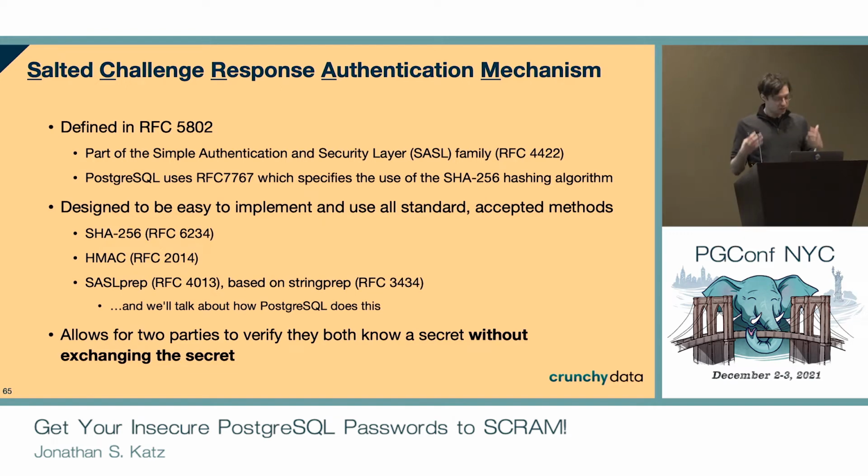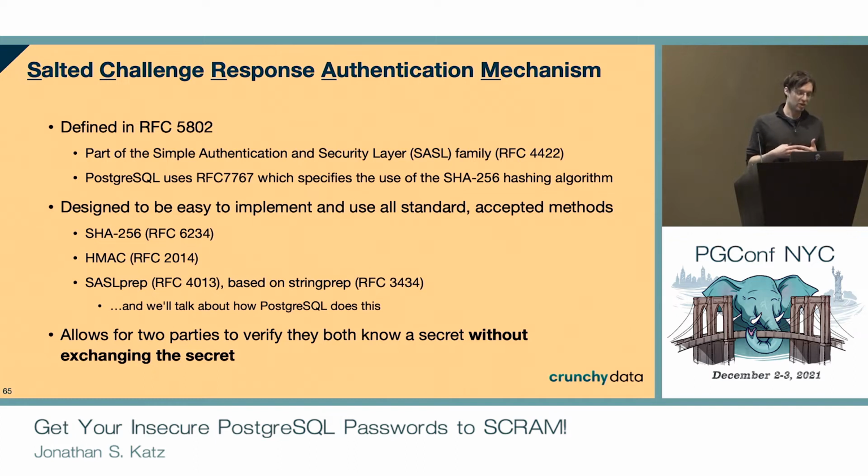It's derived from a bunch of other RFCs. I won't read them all, but technically what we do in Postgres is we implement the 7767 standard, which is exactly the same as 5802, the difference is that 5802 says use SHA-1 as your hashing algorithm. The newer one says use SHA-256, or it specifies how you can use it with some of the larger SHAs.